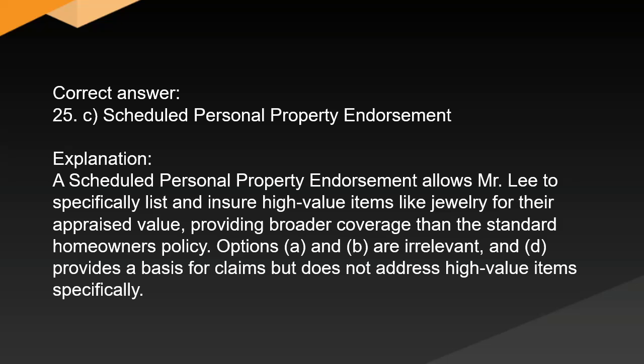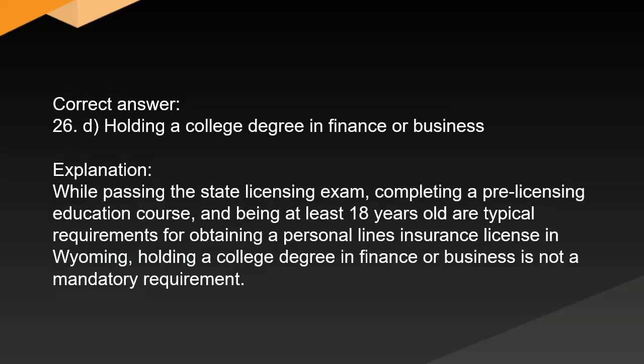Correct answer: C. Scheduled personal property endorsement. Explanation: A scheduled personal property endorsement allows Mr. Lee to specifically list and insure high-value items like jewelry for their appraised value, providing broader coverage than the standard homeowner's policy. Options A and B are irrelevant, and D provides a basis for claims but does not address high-value items specifically.